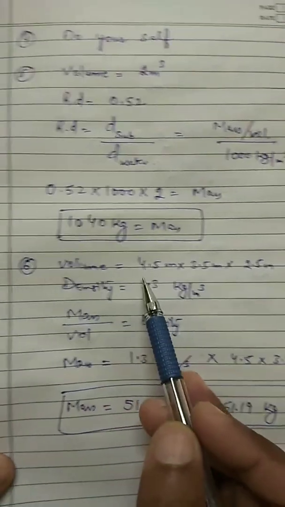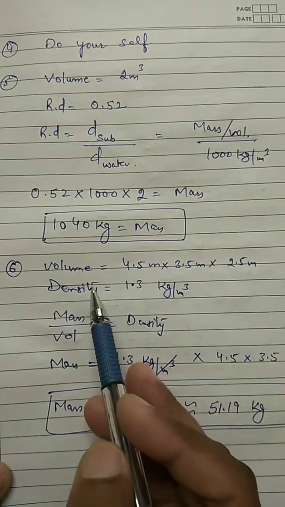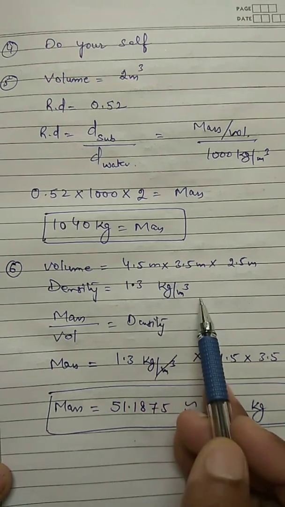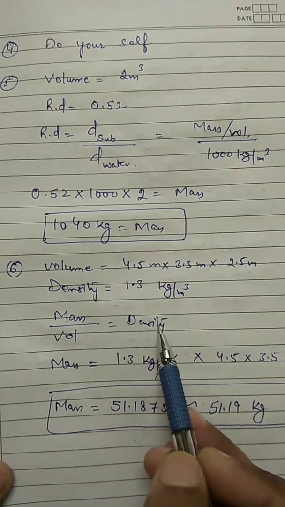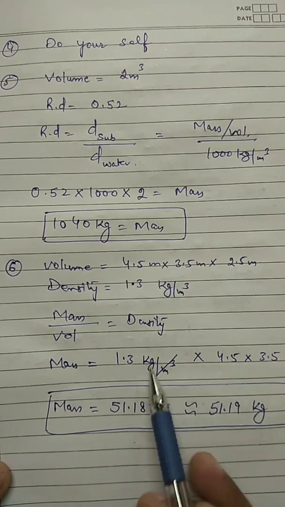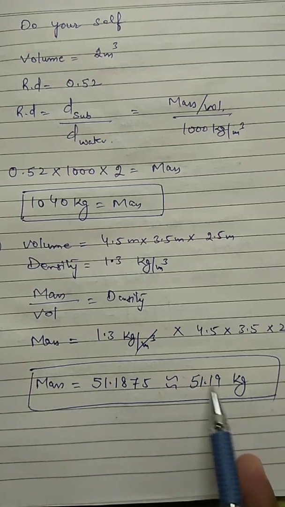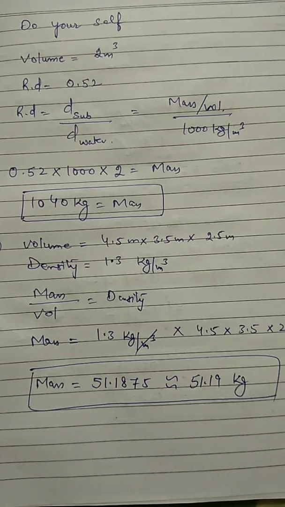Sixth one, volume is 4.5 into 3.5 into 2.5, the product of these. Density is equal to 1.3 kilogram per meter cube. Mass over volume is equal to density, so mass again we can get by multiplying density into volume. So simply multiply, and the answer will be approximately equal to 51.19 kg.